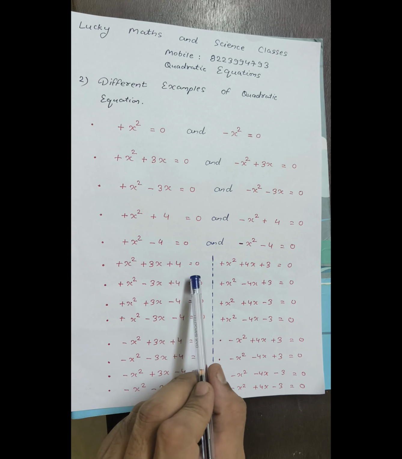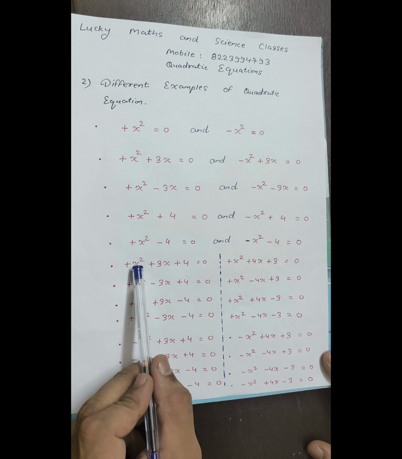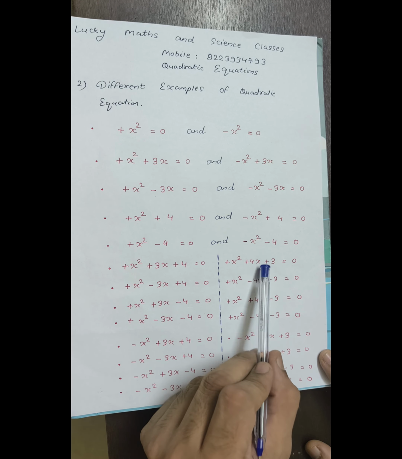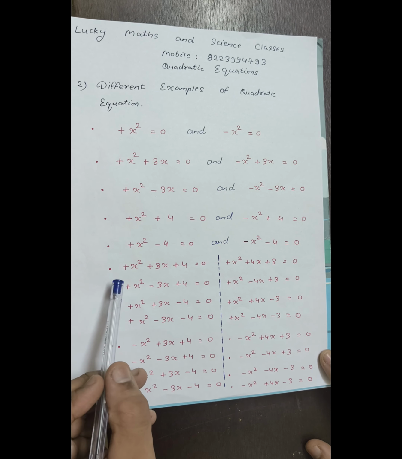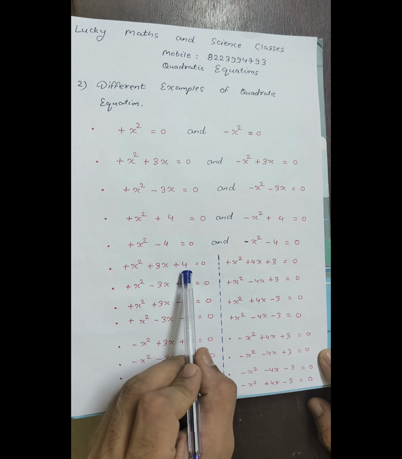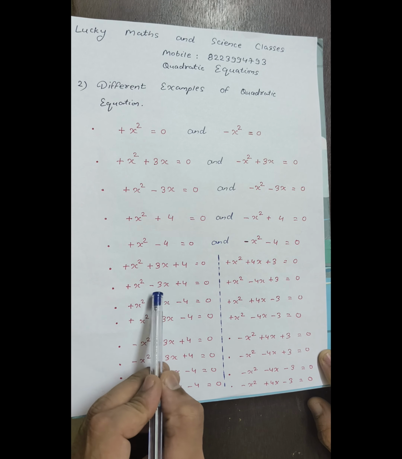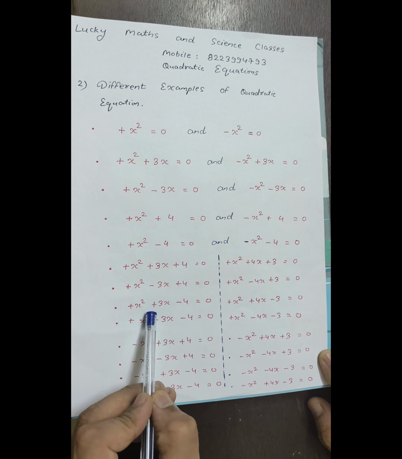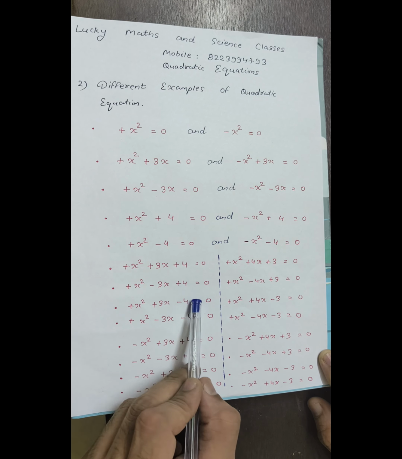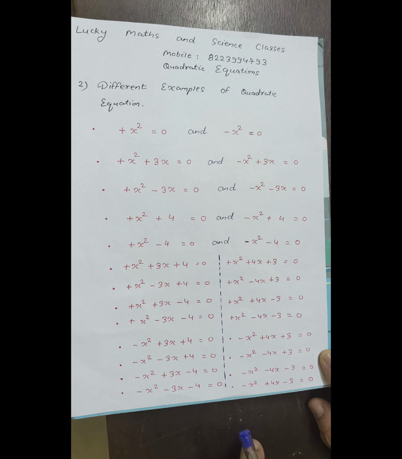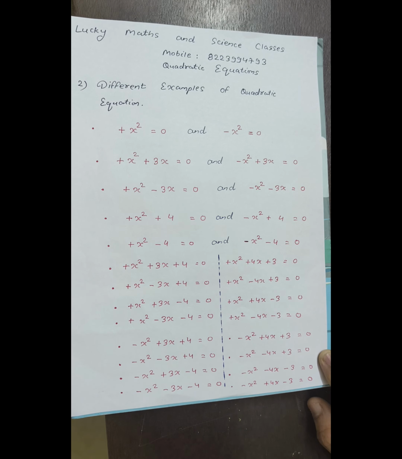Fifth possibility, all are non-zero. Plus x square plus 3x plus 4, or plus x square plus 4x plus 3. Simple. When we take plus, now focus on b and c. B is plus 3, c is plus 4, or B is minus 3, c is plus 4, or B is plus 3 and C is minus 4, or B is minus 3 and C is minus 4. Positive, positive, negative, positive, positive, negative or both negative. These all are 4 possibilities.